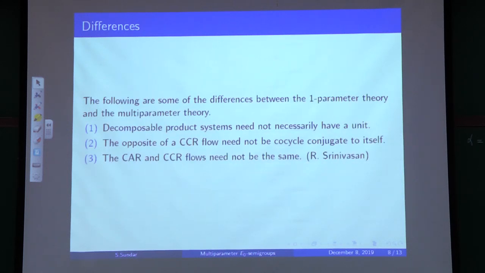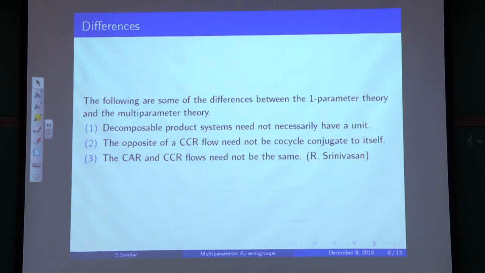Now let me tell you a few differences between the one parameter theory and the multi-parameter theory. I will explain these terms. In the one parameter world, you know that decomposable product systems necessarily have a unit, whereas in the multi-parameter case, decomposable product systems need not have a unit.